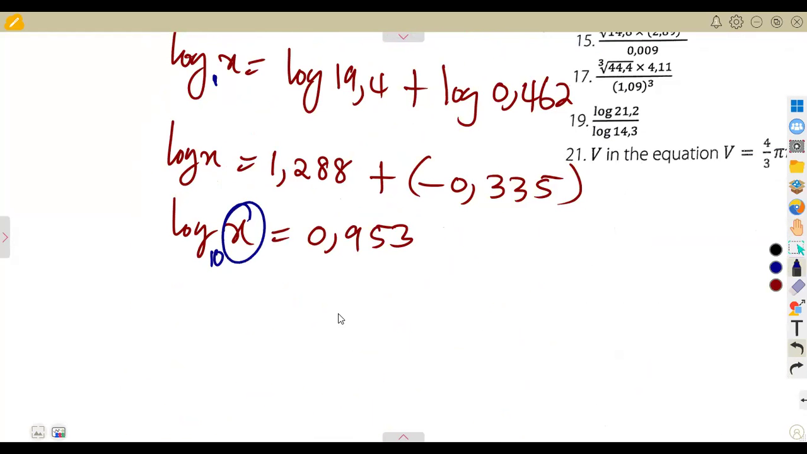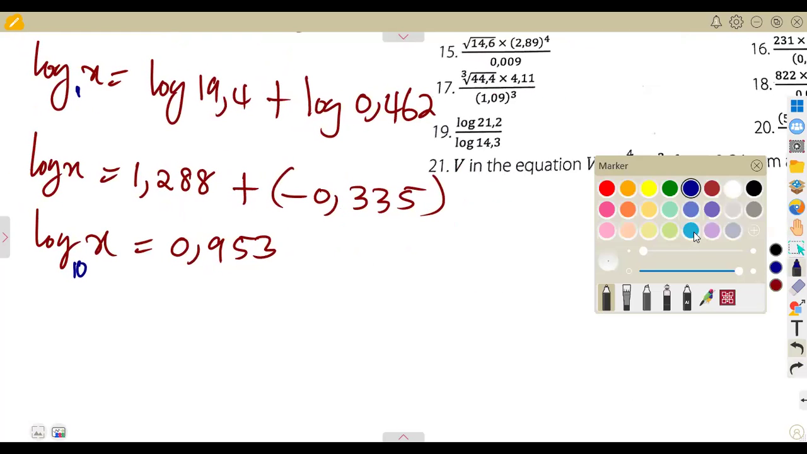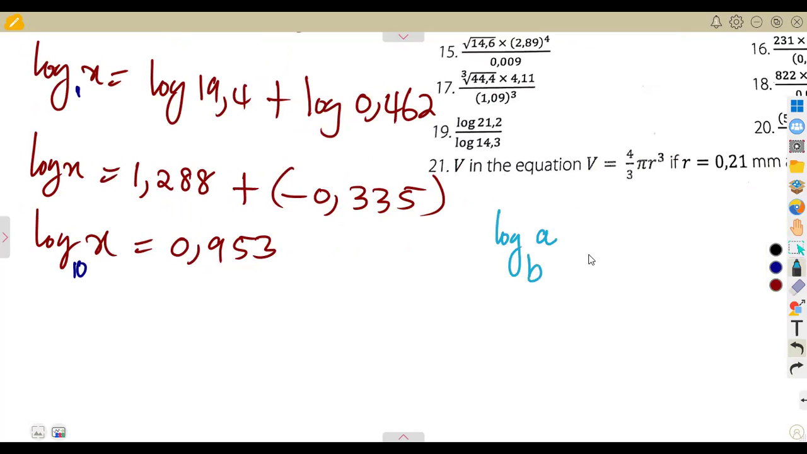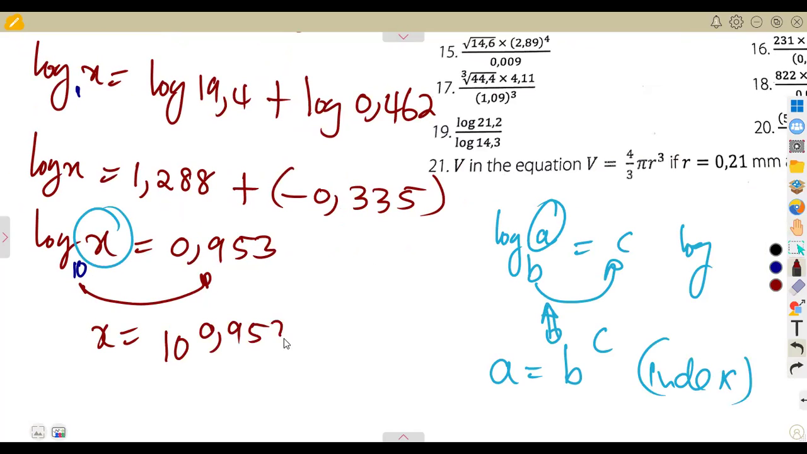So how are we going to determine the value of x? To have the value of x, we are going to convert the logarithm to exponents. Remember the condition, if you are given the logarithm of a in the base of b equal to c, then a is equal to b to the exponent of c. Remember the conversion that happens between log form and the index form or the exponent form. So to find x in this case, x is going to be equal to 10, the base, to the exponent of the answer, which is 0,953.